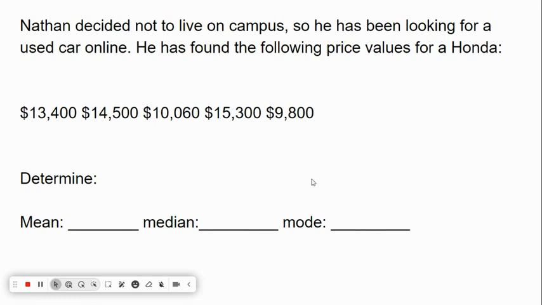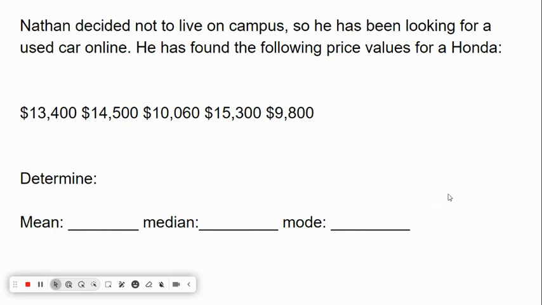Nathan decided not to live on campus, so he has been looking for a used car online. He has found the following prices for a Honda: $13,400, $14,500, $10,060, $15,300, and $9,800. We need to find the mean, median, and mode.